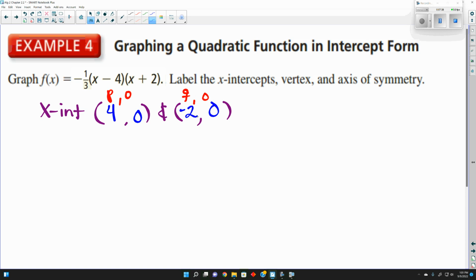Could p be negative 2? It really doesn't matter. We just need to pick one, and then the other will be the other one. The only thing we couldn't do for this problem is say that p and q are both 4. Now, it could be, because if we had (x minus 4) and (x minus 4), then it would be 4 and 4. But we don't have that. So we have this here.